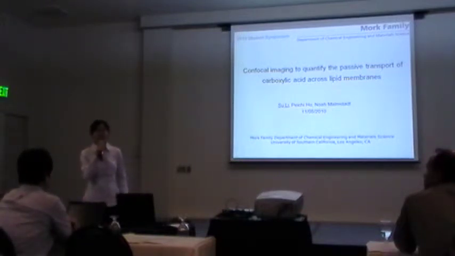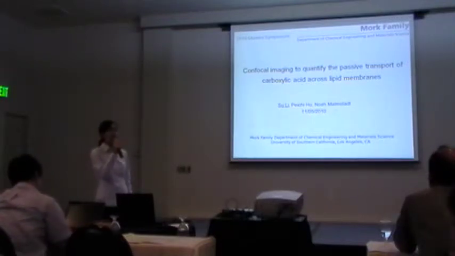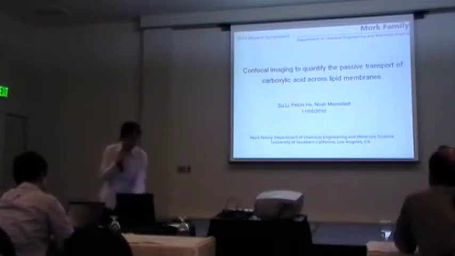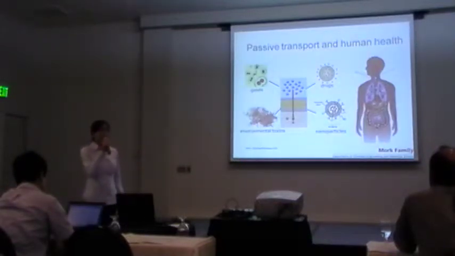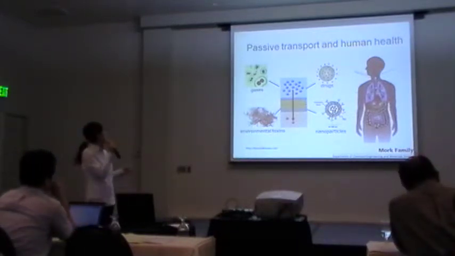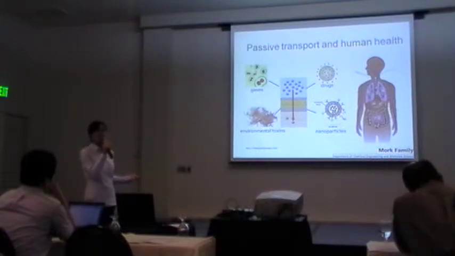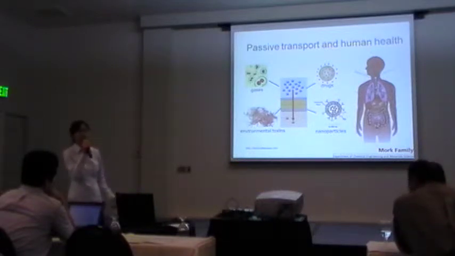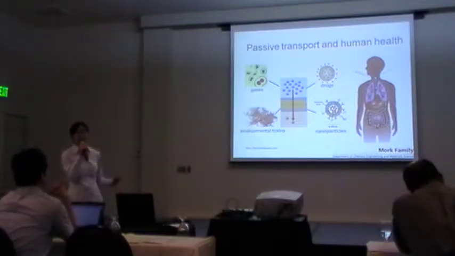And the topic I want to talk about today is the confocal microscope image of the passive transport of carboxylic acid across lipid membrane. And passive transport plays an important role in human health. It includes the inhalation of gases through the lung epithelial cells, the uptake of drugs and drug carriers into the intestinal cells, and the penetration of environmental toxins. So understanding the mechanism of passive transport can help us design useful drugs and avoid dangerous toxins.